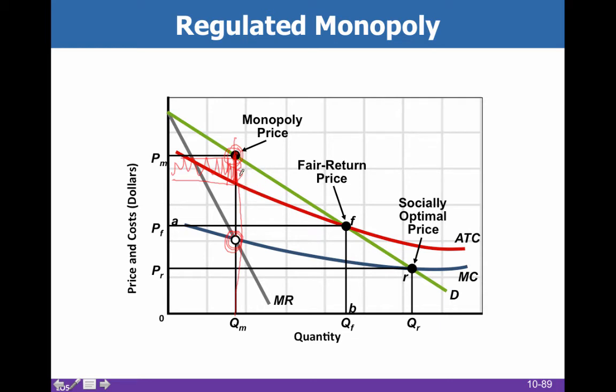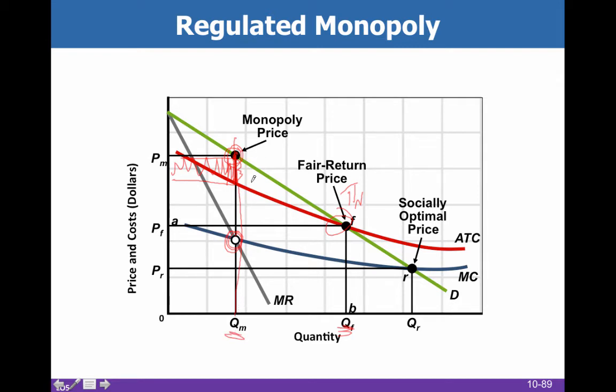Okay, now another option that the regulators could have would be to choose a fair return price, which would give us normal profit. Okay, this means that this price is dictated by the demand curve. At this price, average total cost is equal to price. But since it's normal profit, we know that that is actually covering explicit and implicit costs. So this business will make it in the long run, and it will produce this quantity, as opposed to this lower quantity over here at the monopoly price.